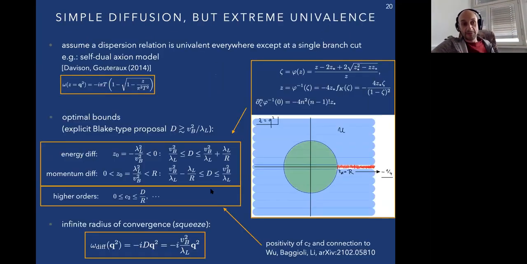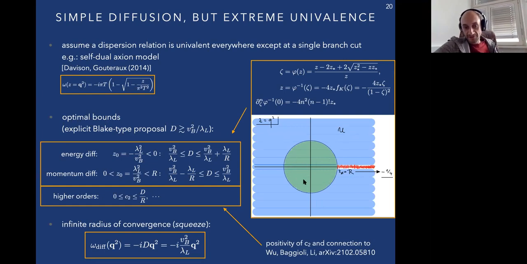Okay, now let me show you the simplest sort of maximal univalent example. Let's do the following thing. Now let's assume that my dispersion relation is univalent everywhere. Okay, why not? It's univalent everywhere except at the single branch point. So this means that there's a branch cut, okay, but everywhere else it's univalent. So it looks like this, right?